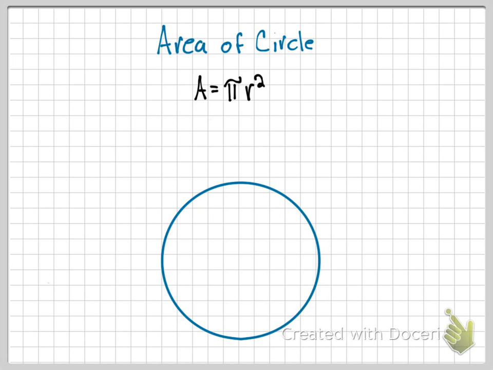Let's first look at the area of a circle. The formula is pi r squared, where that symbol right there, pi, is approximately 3.14. And the r stands for radius. So let's say we have this circle that has a radius of 8 centimeters, and I want to find the area.